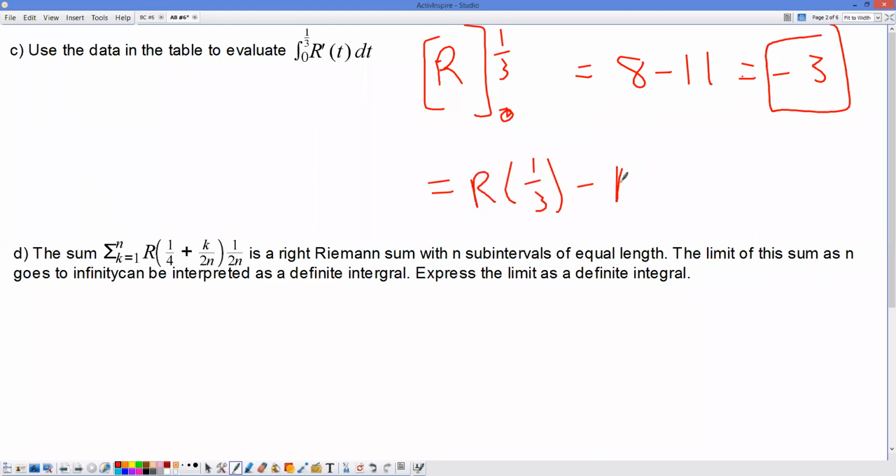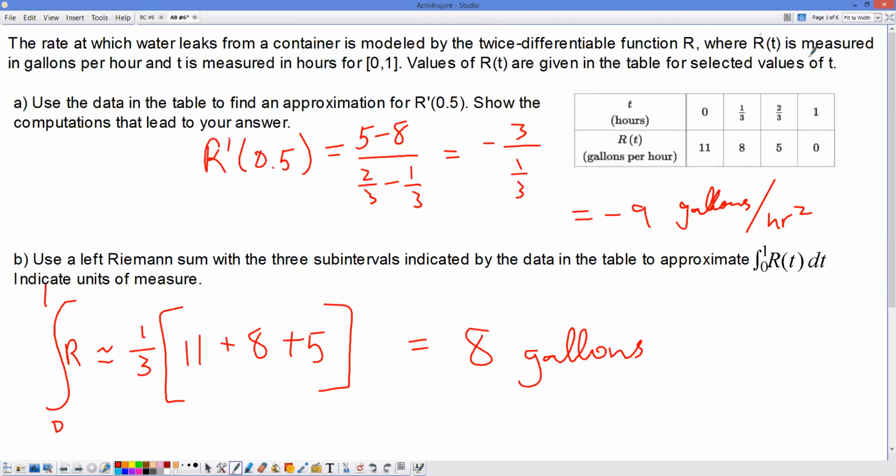Write out this stuff here. Any questions there on part C? For integrating R prime, we're getting R values. So our R values, R of t is measured in gallons per hour, so that'd be gallons per hour.